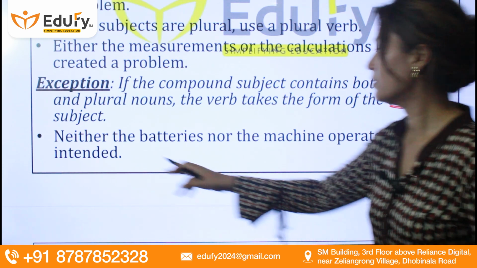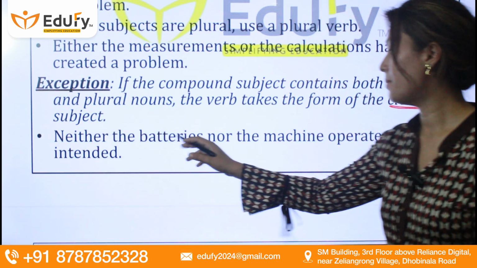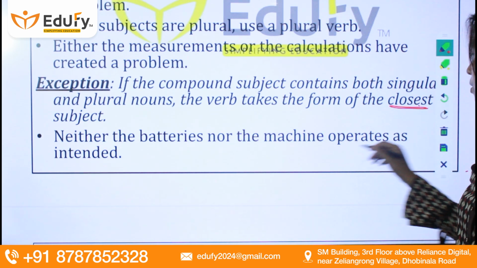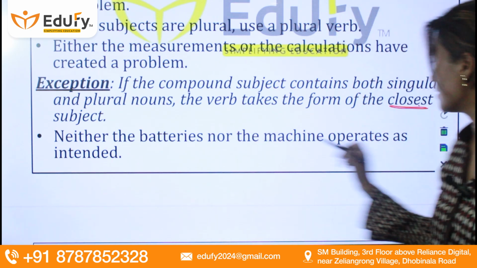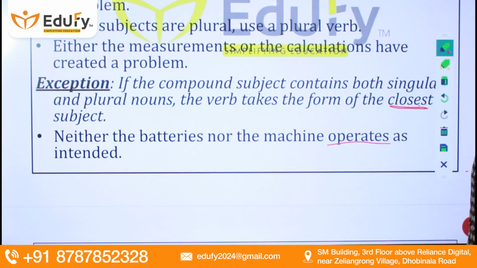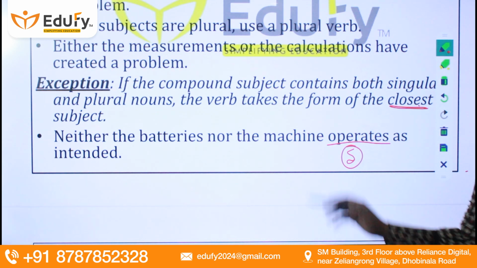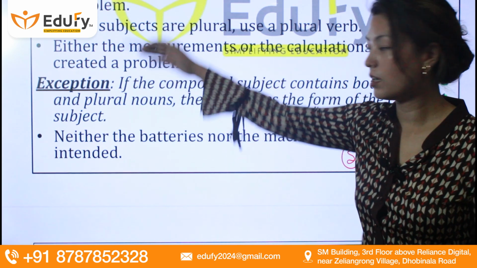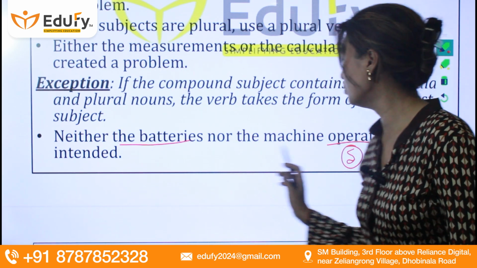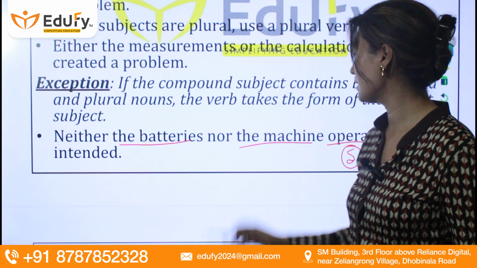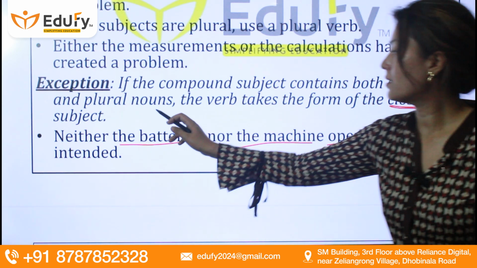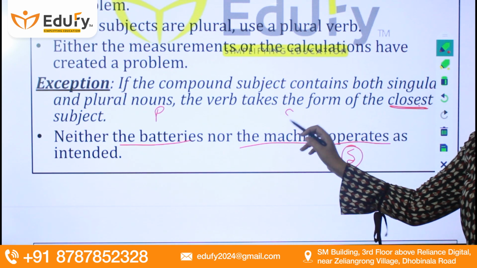Let's take an example of this one. Neither the batteries nor the machine operates as intended. Operates is the verb here. Now, what is this verb? This is a singular verb. According to the earlier rules, we have two subjects, the batteries and the machine. The batteries is plural, the machine is singular.